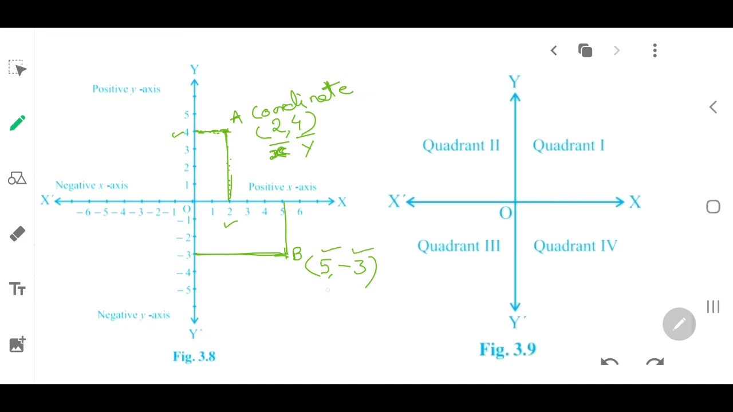So in point (5, -3), 5 represents the x-axis and 3 represents the y-axis. And that is the procedure that you have to follow. Always the first value should be of x-axis and the second value should be of y-axis. So children, I hope you understood these points.